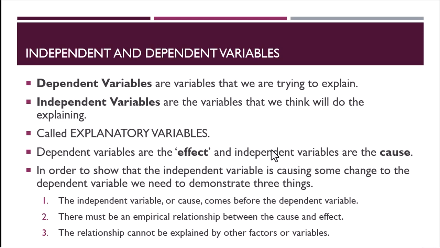Next, we need to show that there is some sort of relationship between these two variables, such that when the independent variable goes up, the dependent variable changes as well. So there has to be some sort of relationship or association there. Finally, we need to show that this relationship, such that the independent variable is causing some sort of change to the dependent variable, can't be explained by other factors or variables.